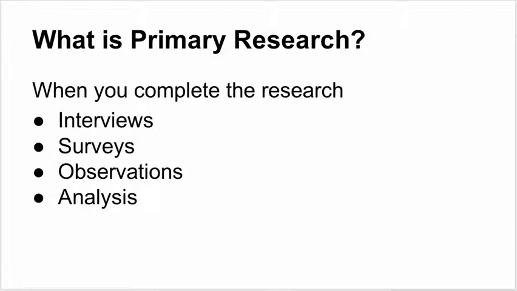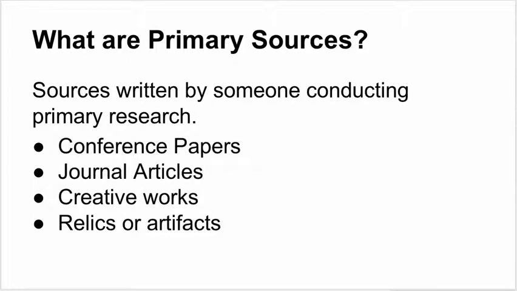Primary research is done by a person who does the investigation themselves and then writes about the results. And so primary research results in what's called primary sources. So when the person conducting the primary research writes about it, that's a primary source. Primary sources include conference papers, journal articles, creative works, and even relics or artifacts are primary sources.